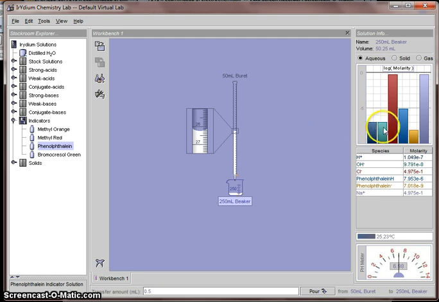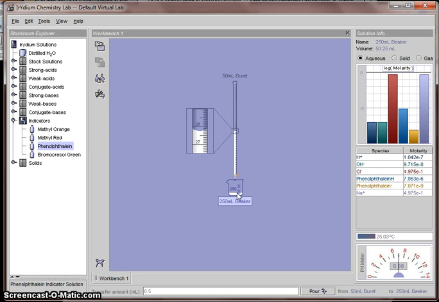You can check the H plus and OH minus ion concentrations here. They are equal, almost equal. It can never be exactly equal, but it's almost equal. And so now we add a little extra, and obviously the solution should change to pink because we have an indicator, phenolphthalein, which is colorless in acidic and neutral solution, but pink in alkaline solution.